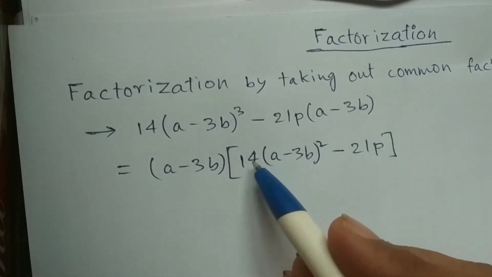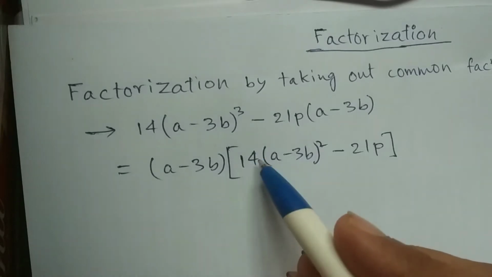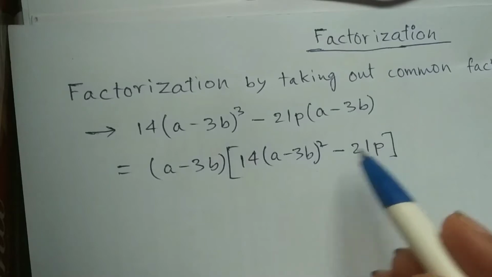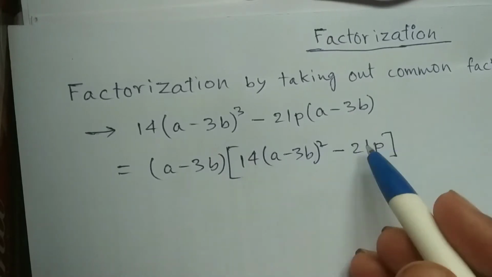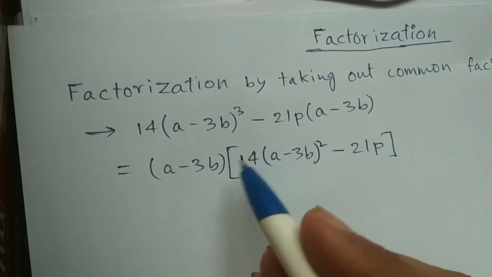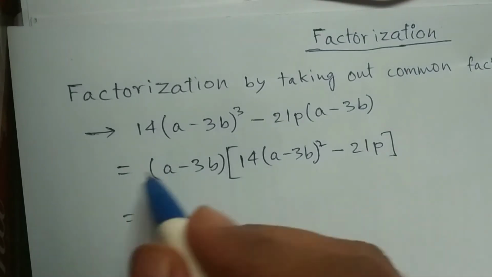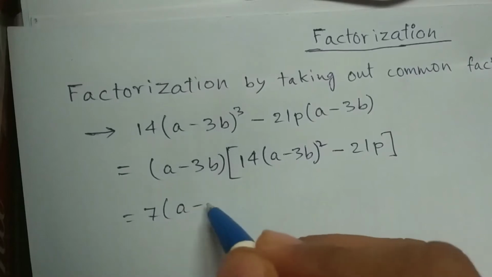14 consists of 2 into 7, and 21 is 3 into 7. So 7 is common in both the terms. So we can take 7 out of these two terms as a common term. I can write the 7 at the beginning. So 7 into a minus 3b.